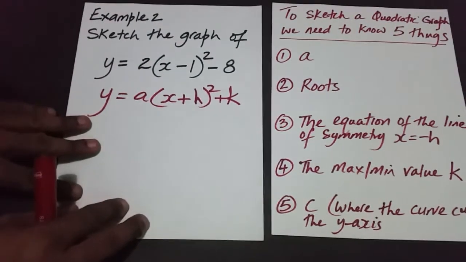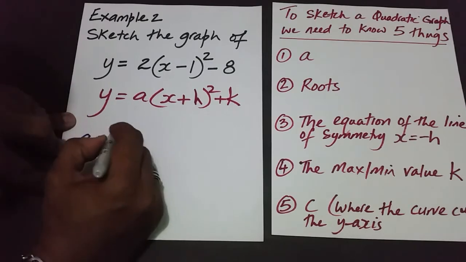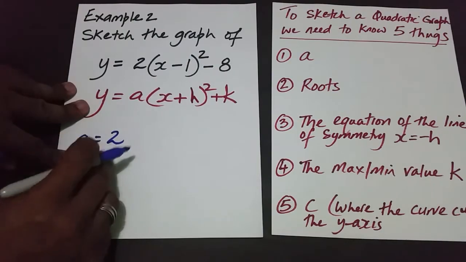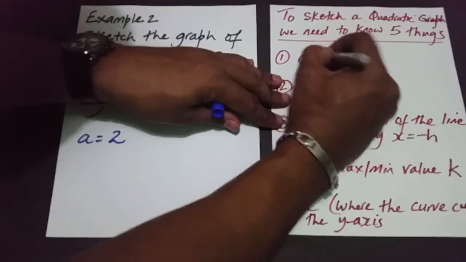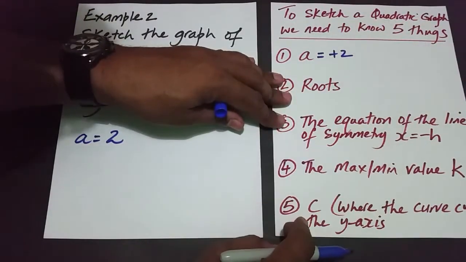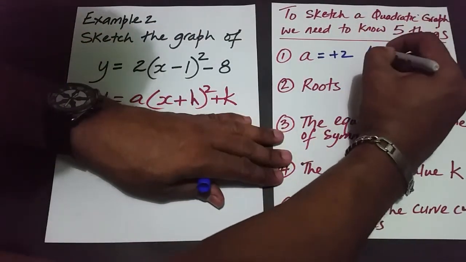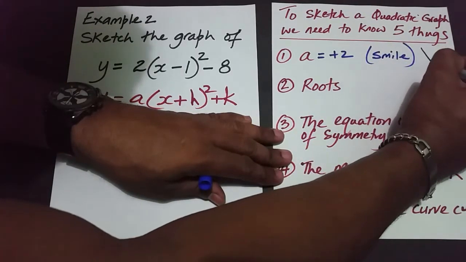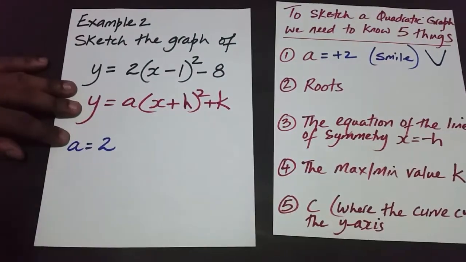All right, now looking at this, it's very easy for us to realize that the value of a is actually 2. So really and truly we know what a is, not only 2 but positive 2. So if we come over here, we already have information for one of the 5 things that we need. The value of a is positive 2 based on this fact, and that means we're going to get a smile. Of course what I mean by smile is the parabola will have that look. So we know one thing already. Now let's see if we know anything else.